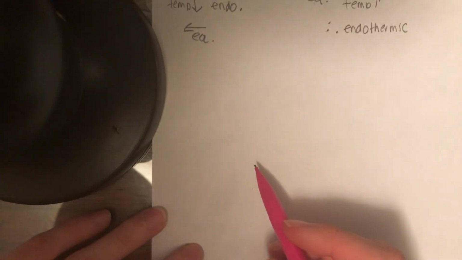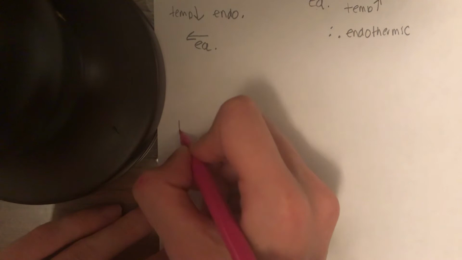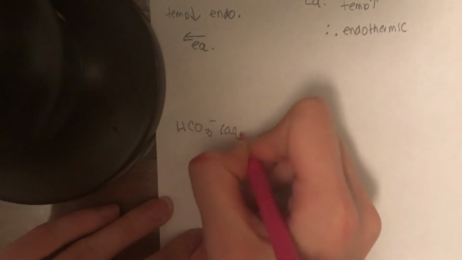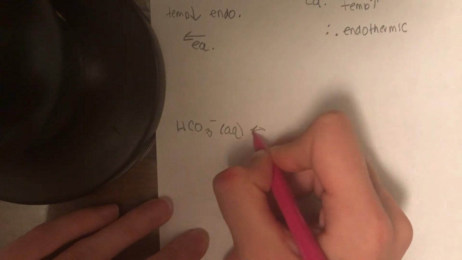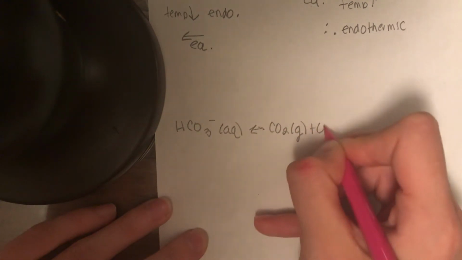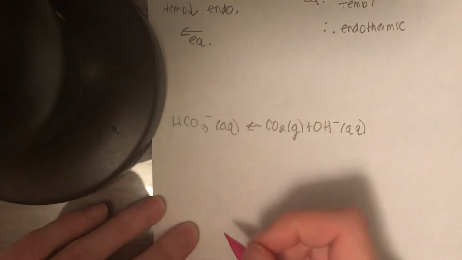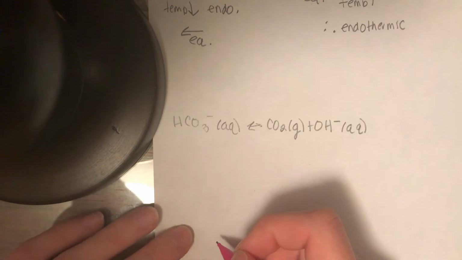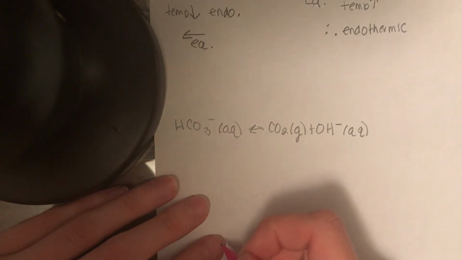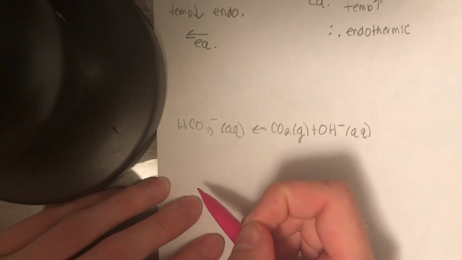The final reaction that we looked at had the equation HCO3- (aqueous) ⇌ CO2 (gas) plus OH- in the aqueous form. To establish equilibrium, saturated sodium bicarbonate was mixed with an indicator solution for this ion, which was bromothymol blue.